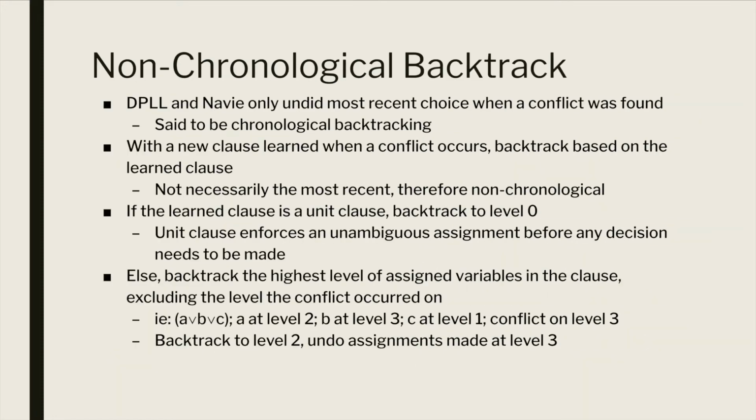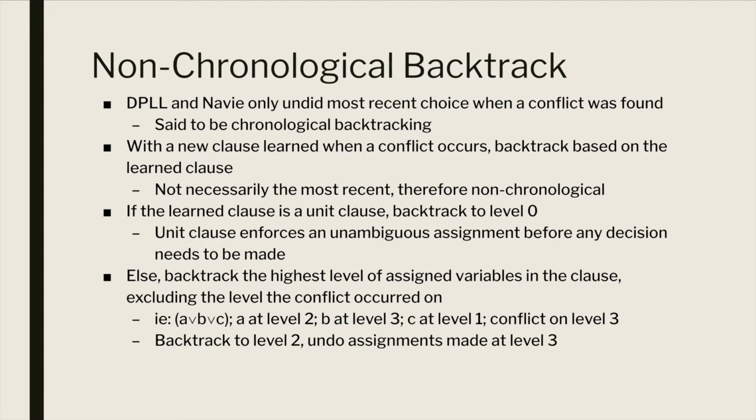DPLL and the naive algorithm only undid the most recent choice when a conflict was found. This backtracking to the most recent choice is said to be chronological. CDCL instead backtracks to a point based on a guess level in the new clause generated on a conflict. Since this is not necessarily the most recent choice, CDCL is said to have non-chronological backtracking.